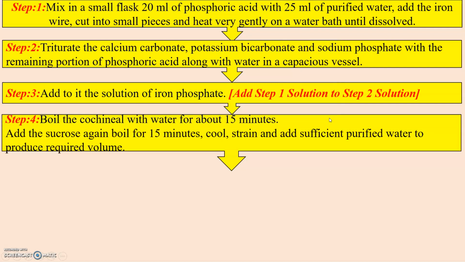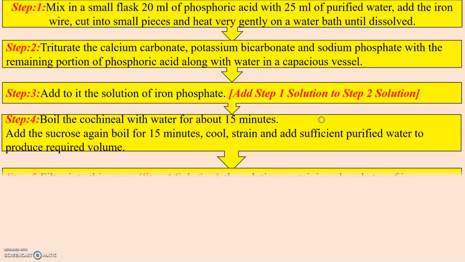The next step is to boil the cochineal with water for about 15 minutes. Then add sucrose in that solution and again boil for 15 minutes, as we have to dissolve the sucrose in it, it needs the heating. Then further cool, strain and add sufficient purified water to produce the required volume.